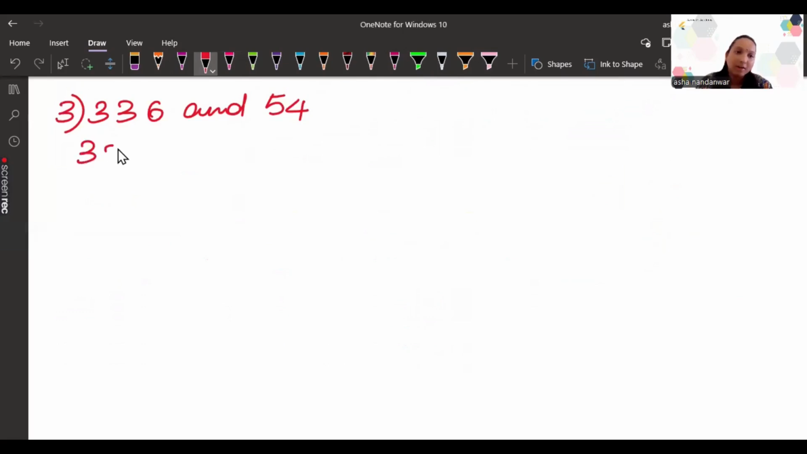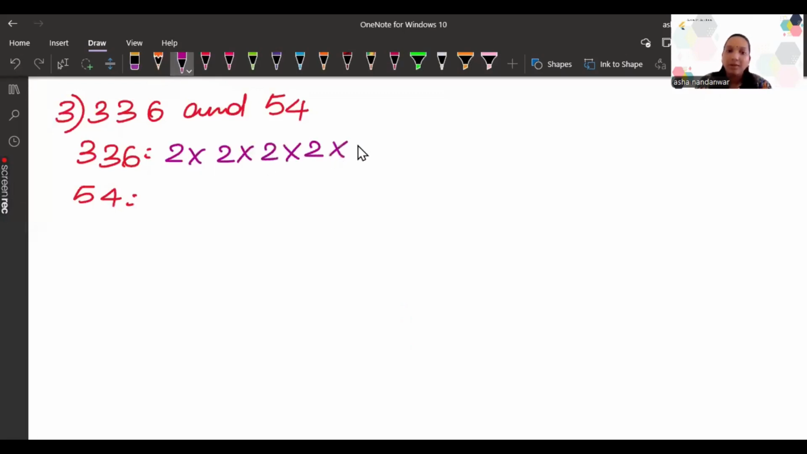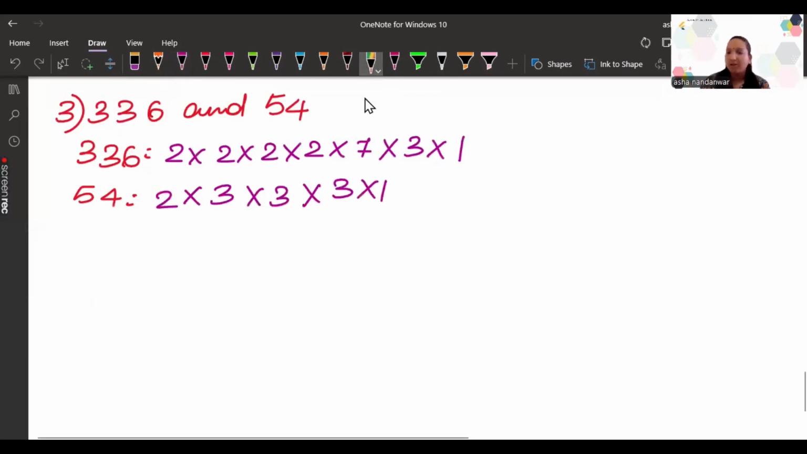So 336, if you use the prime factors, you will be getting the answer as 2 into 2 into 2 into 2 into 7 into 3 into 1. When we talk about 54, it will give you 2 into 3 into 3 into 3 into 1. Till here everything is very much clear to you all. You all know how to find the prime factors using the tree.